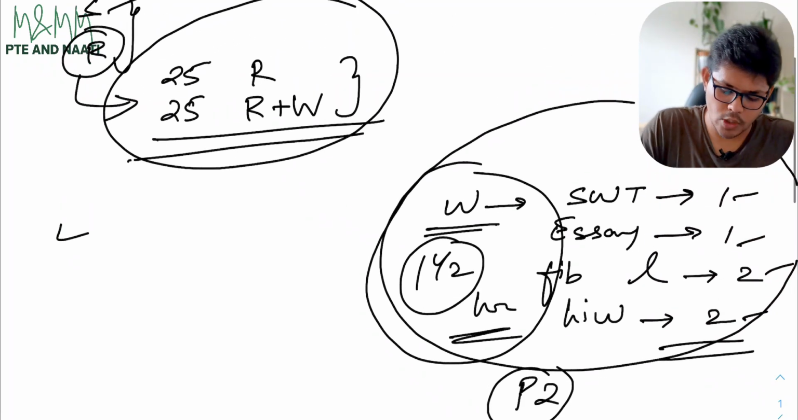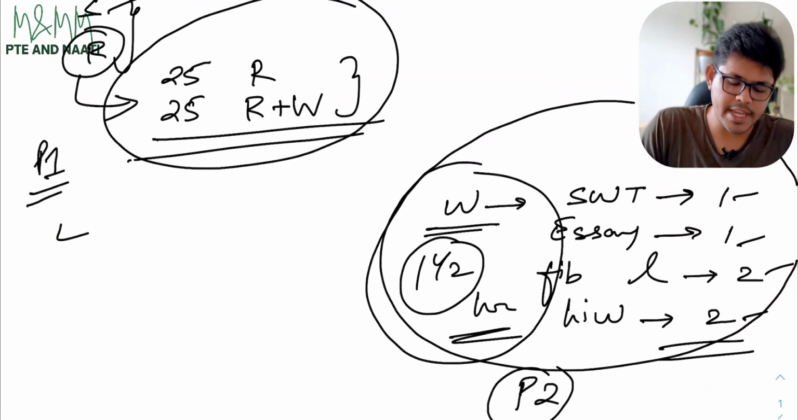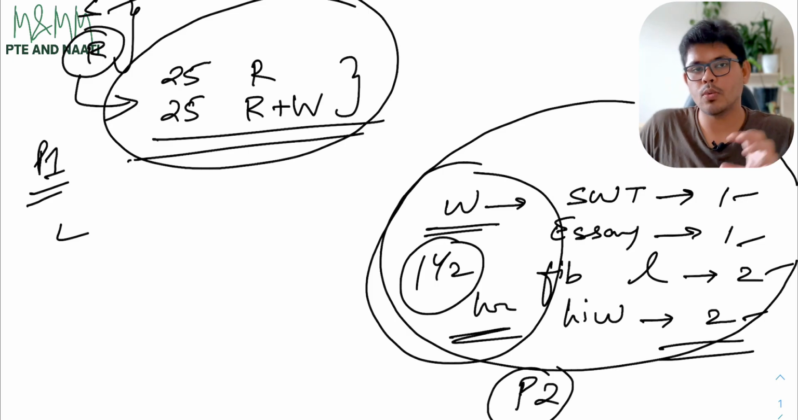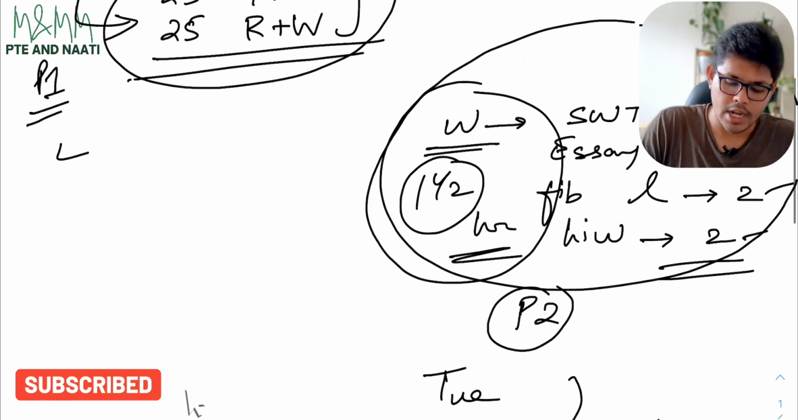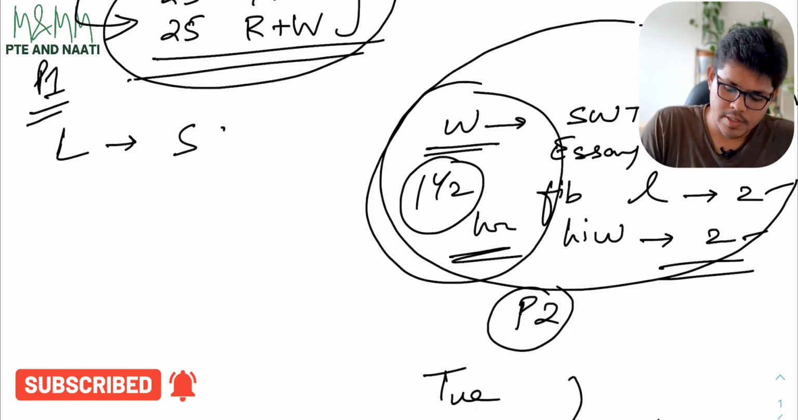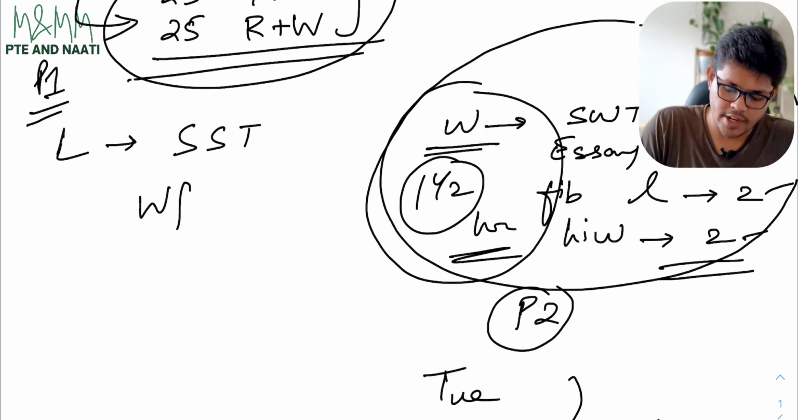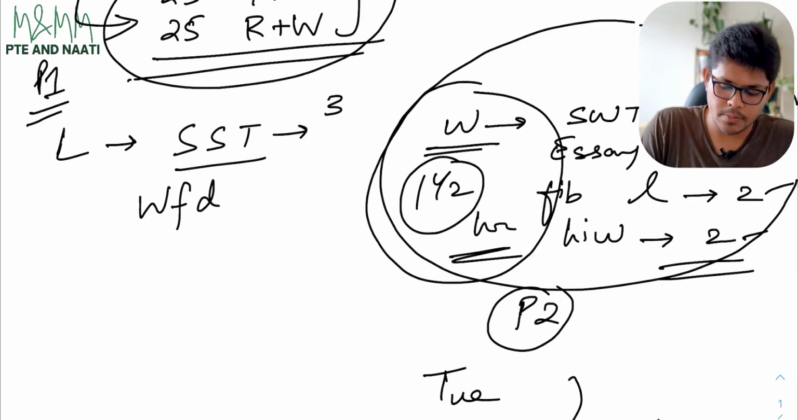Now let's come to part 1, which is speaking, reading. No matter you do part 1 or part 2, speaking and reading is there. What changes is listening and writing. Now in listening, I would only include summarize spoken text and write from dictation. When I say summarize spoken text, it should be minimum 3 questions. That's the minimum you should do.